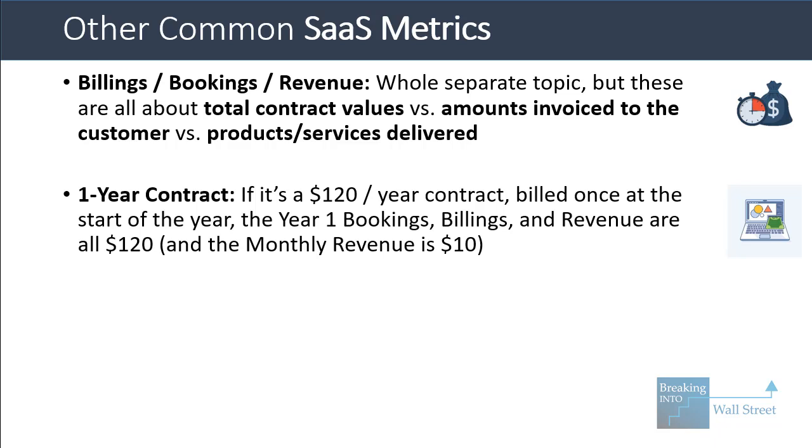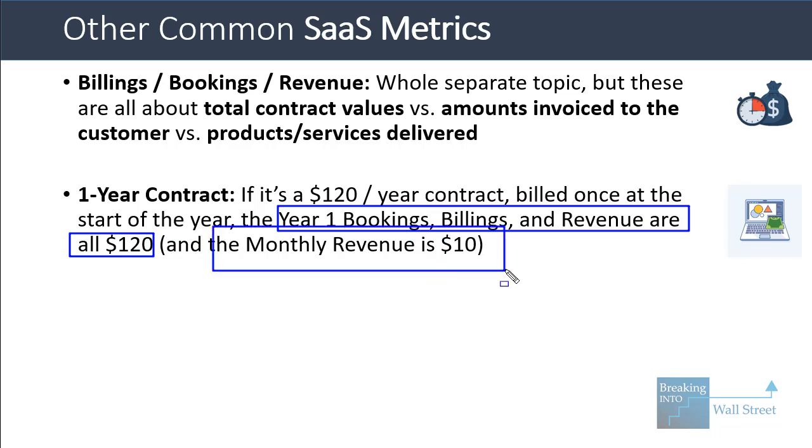If it's a contract for $120 per year, billed once at the start of each year, the bookings and billings and revenue for year 1 will all be $120, and the monthly revenue will be $10 each month times 12 months equals $120 for the year.